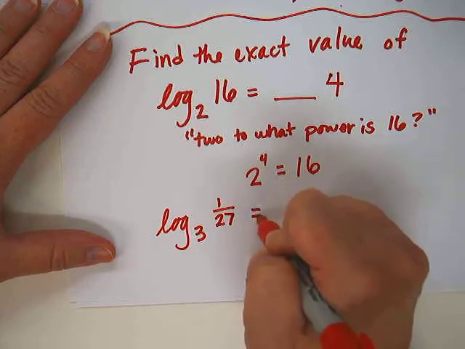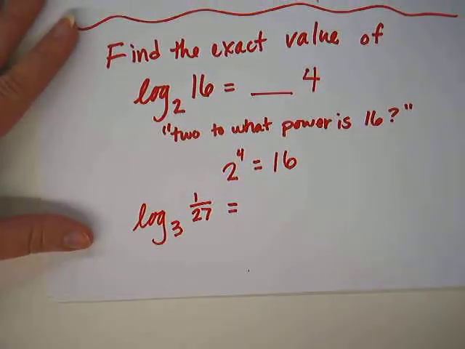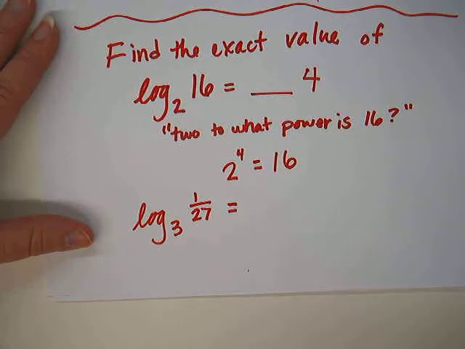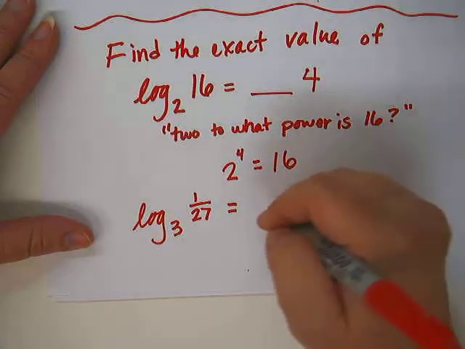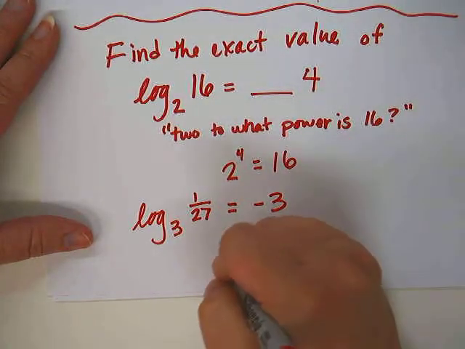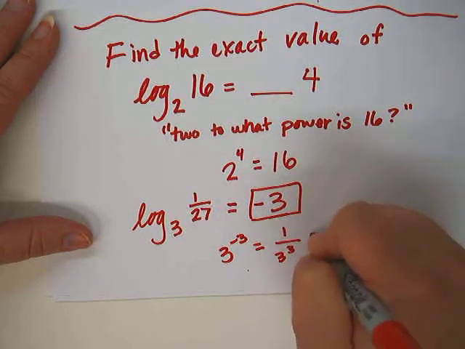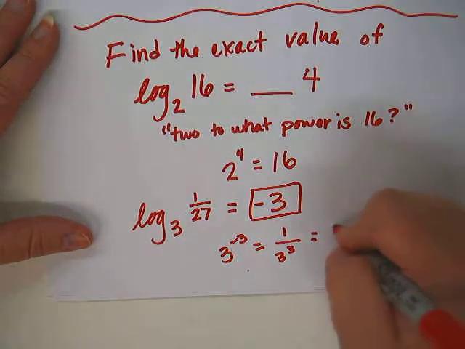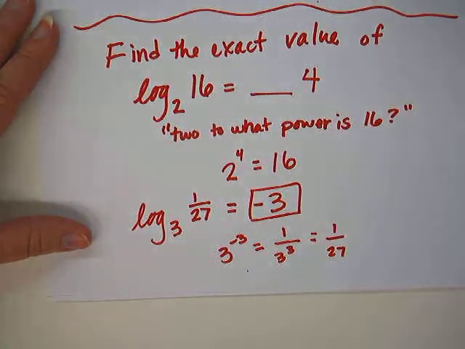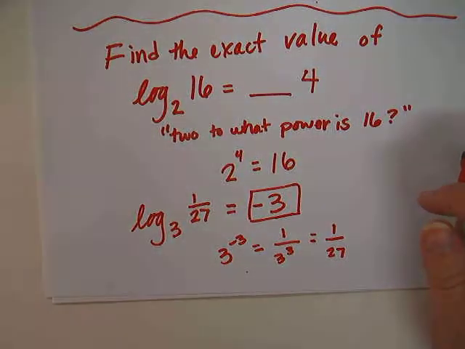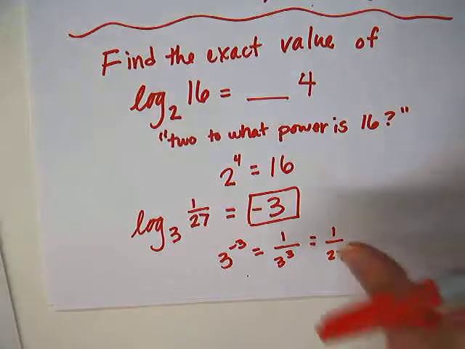Okay, try another one. Here's a trickier one. Log base 3 of 1 over 27. What question do you ask yourself? 3 to what power is 1 over 27? Someone just said it's a negative, isn't it? Very good. What's the answer? The answer is in fact negative 3, because 3 to the negative 3rd power means 1 over 3 to the 3rd power, and 3 times 3 is 9 times 3 is 27. Okay? Alright, I'm just going to leave that there.